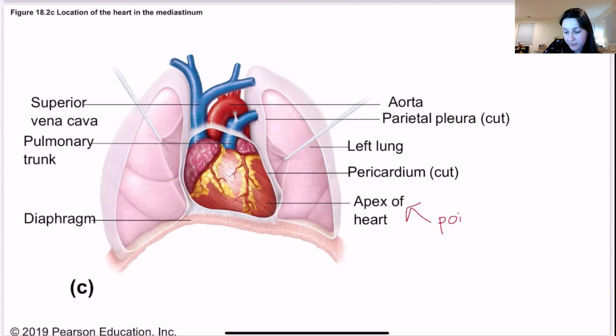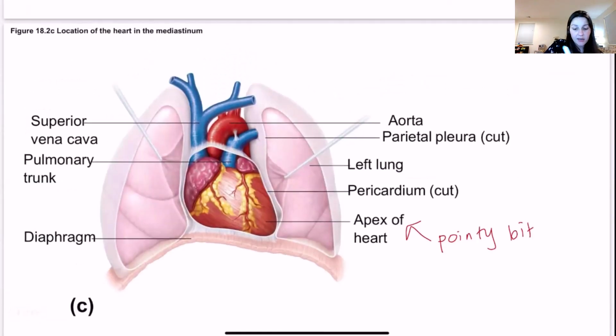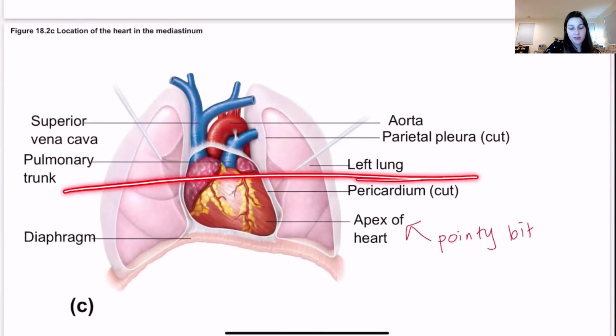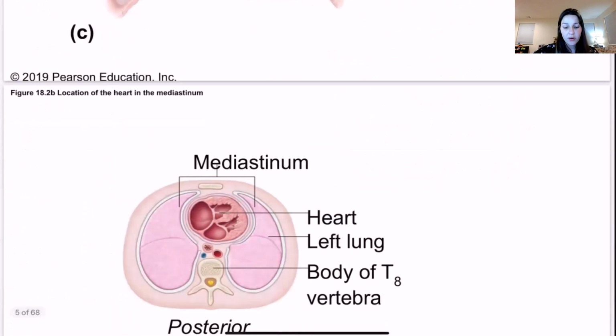Pointy bit. So the pointy bit of a thing is usually the apex. So before I move on, if I were to take a cross-section, a transverse section like we learned in Bio 430, then this is what we're looking at now.